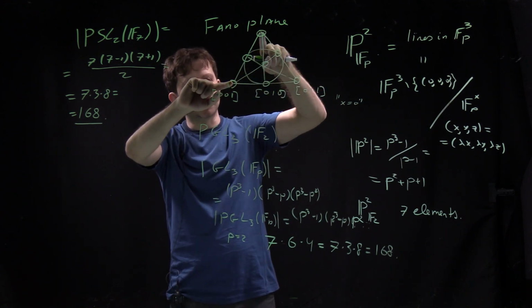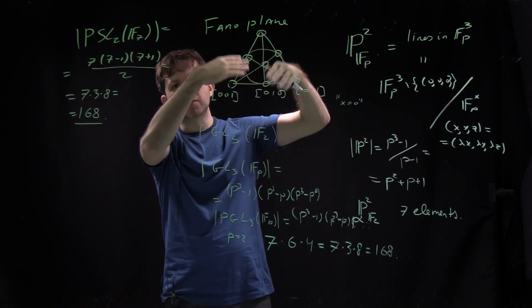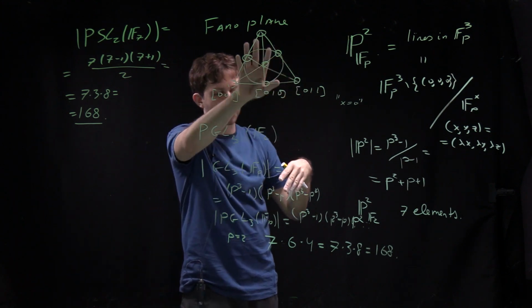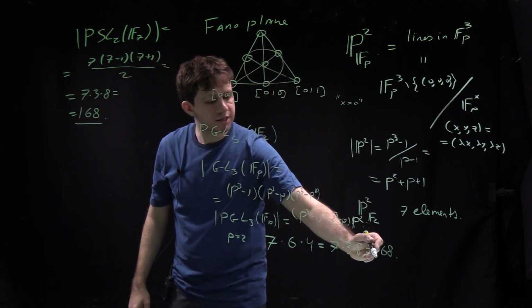so that all the lines in the picture, including the circle, will go to lines, points to points. So all combinatorics will be preserved. Notice the number is the same.